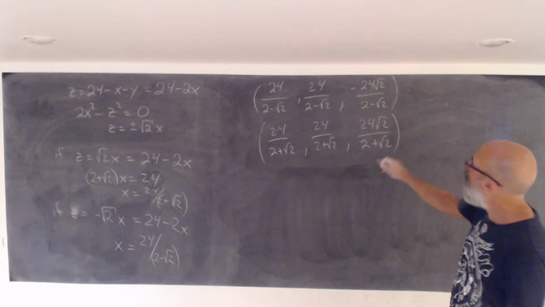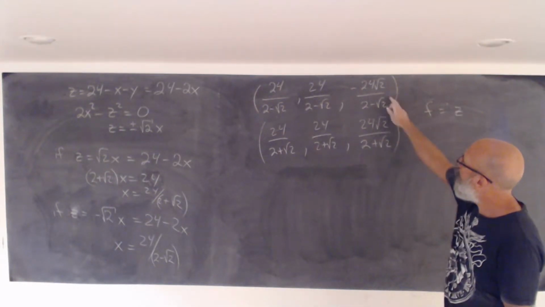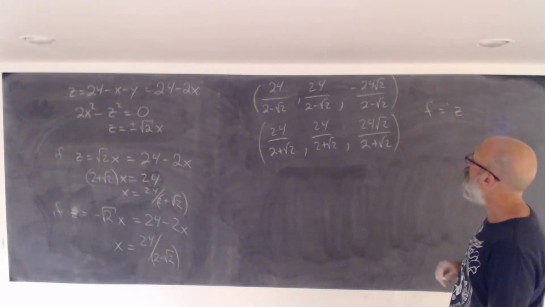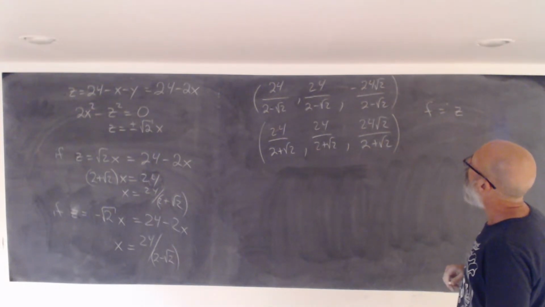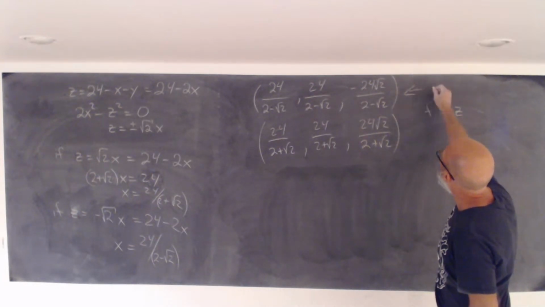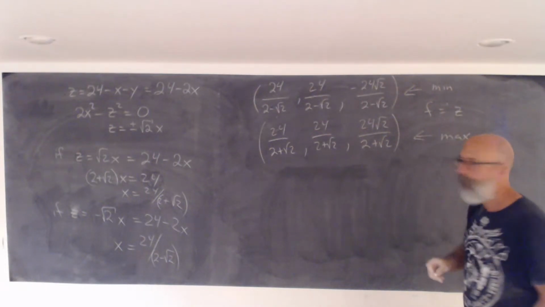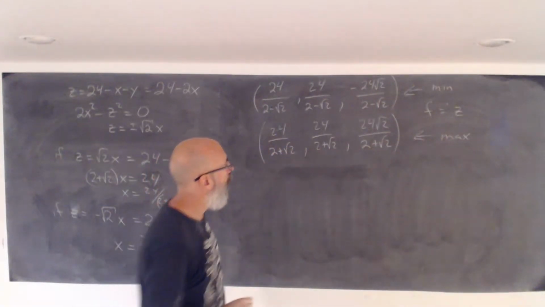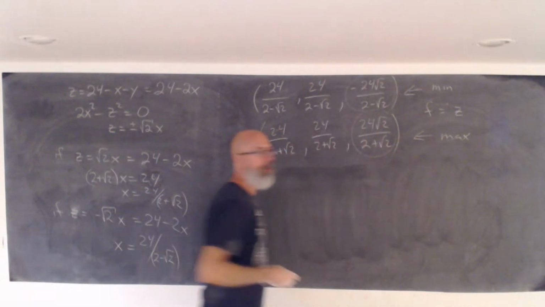It's clear, right? Since your function was just z, it just depends on this last component here. So this will lead to a minimum, and this will lead to a maximum. Right? This is the max, and this is the min.